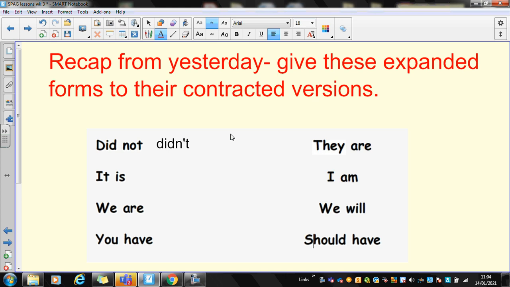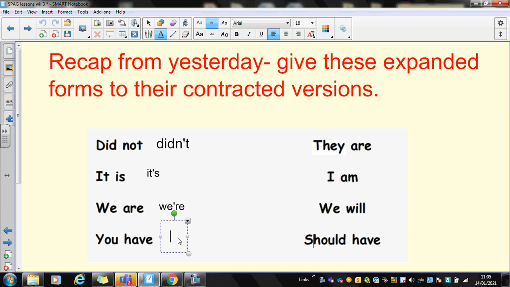Okay, hopefully you've had a go at that task. As a quick recap from yesterday, it's always good to go over things again. Helps put things in our memories. So it is can be contracted to it's, apostrophe after the T. We are can be contracted to we're, apostrophe after the E.